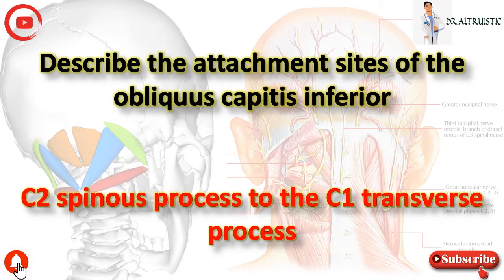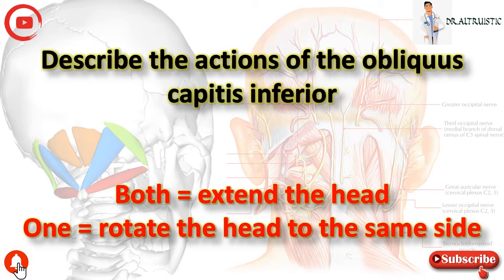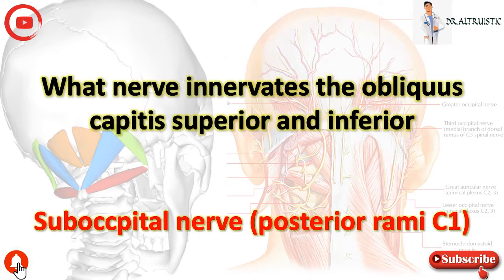Describe the attachment sites of the obliquus capitis inferior. C2 spinous process to the C1 transverse process. Describe the actions of the obliquus capitis inferior. Both equals extend the head. One equals rotate the head to the same side. What nerve innervates the obliquus capitis superior and inferior? Suboccipital nerve, posterior rami C1.